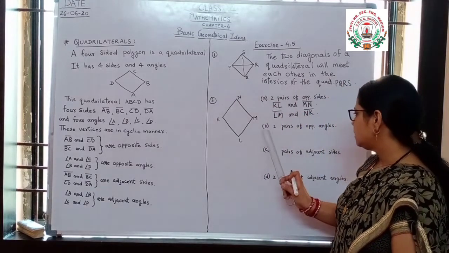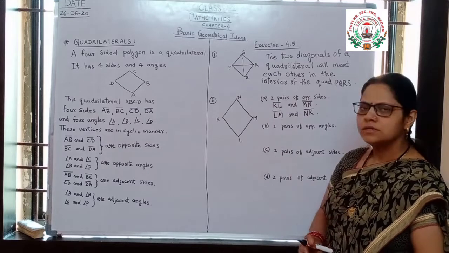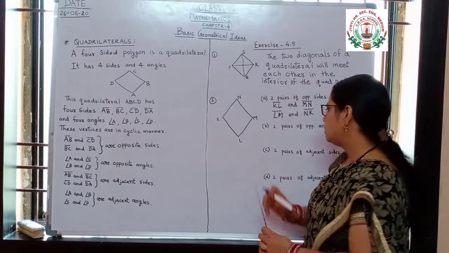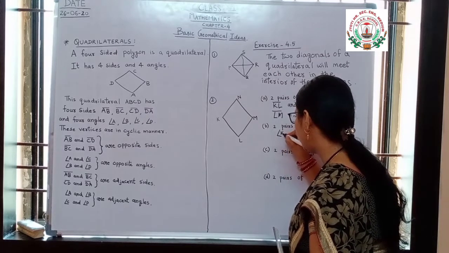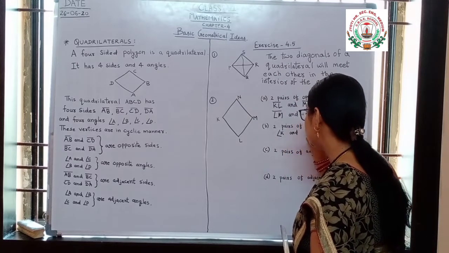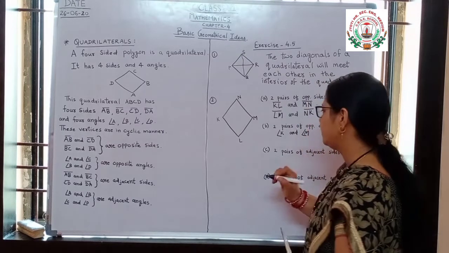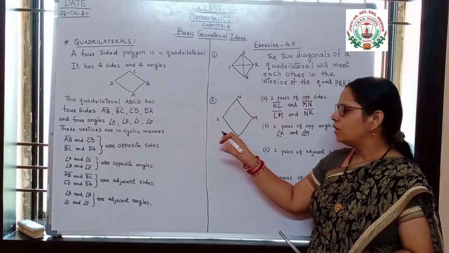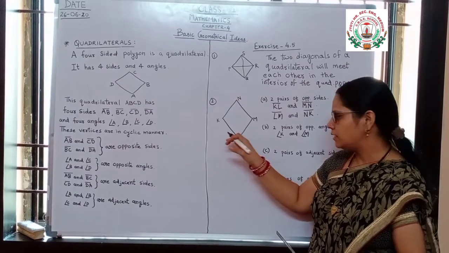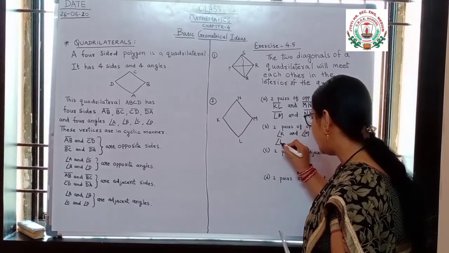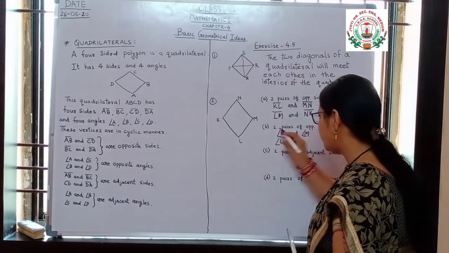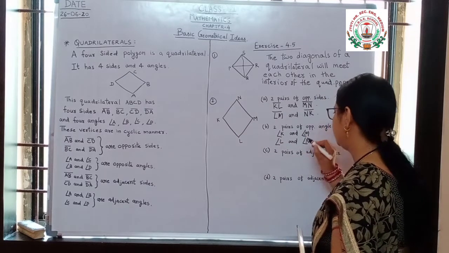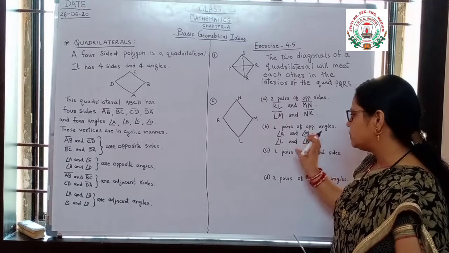Now second part, two pairs of opposite angles. Starting from K, its opposite is M. So angle K and its opposite is angle M. Next point, vertices or vertex or the point or angle. Next angle is L and its opposite is N. So angle N. So these are the two pairs of opposite angles.